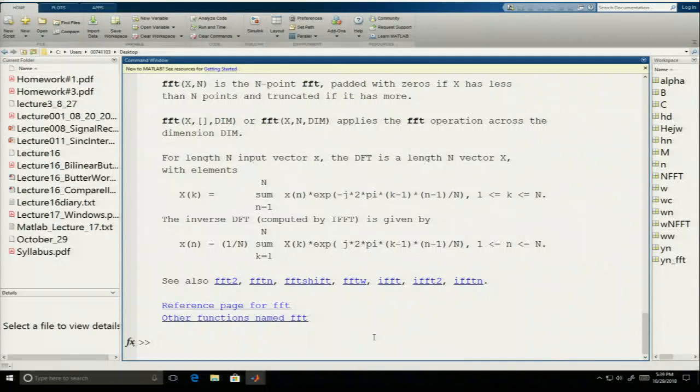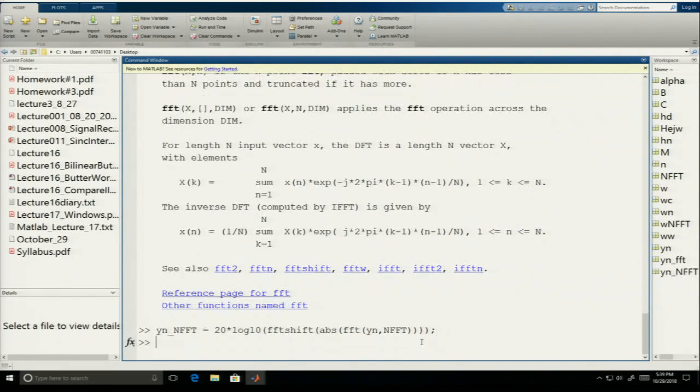So let's do that. Y N FFT, and we'll just make that 20 log10 abs FFT shift. I like that, FFT shift. Then abs, then FFT, then y of n, then N FFT. So I'm giving it that argument N FFT, so the output will be 1024 and interpolated. All right. And we got to shift it, and we got to take 20 log abs.